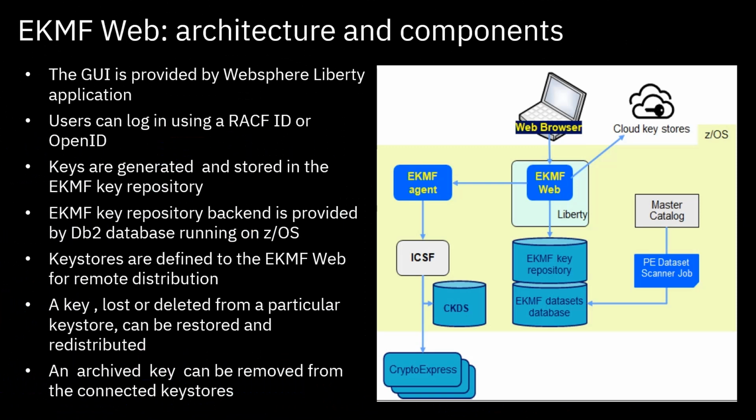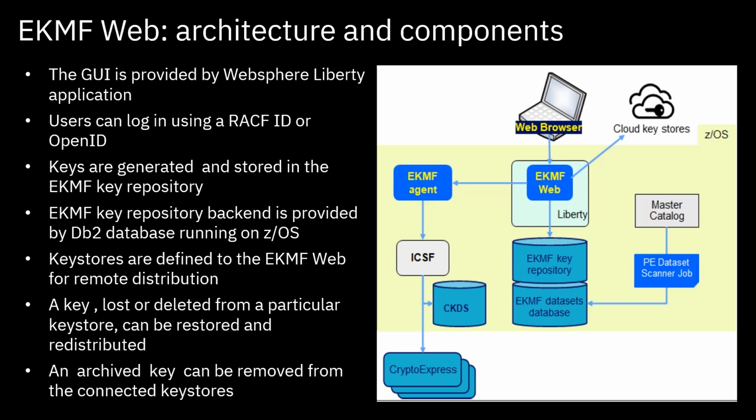EKMF uses the WebSphere Liberty application server running on z/OS in order to provide a GUI to the end users. RACF rules define the authorization to EKMF Web functionalities. Keys are generated by EKMF Web and stored in the EKMF key repository. They are secured by the master key residing in the HSM, which means EKMF Web never gets to see the key in the clear. The EKMF key repository backend is provided by DB2, running on z/OS. Normally, resiliency, backup, and recovery processes and procedures for z/OS DB2 should be used to protect the repository.